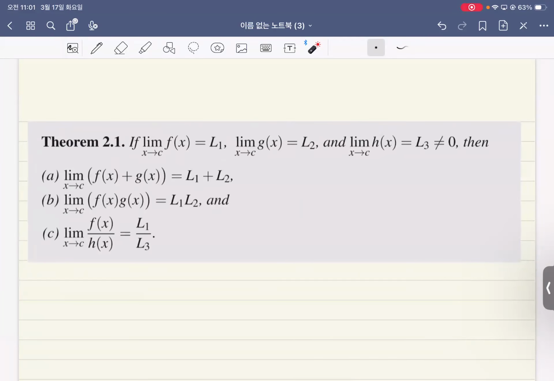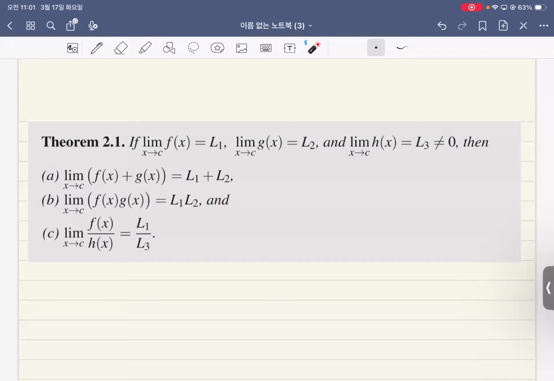Okay. So previously, we studied the so-called epsilon and delta argument on the limit of functions. And using that, we were able to define the meaning of a function being continuous at a single point c.